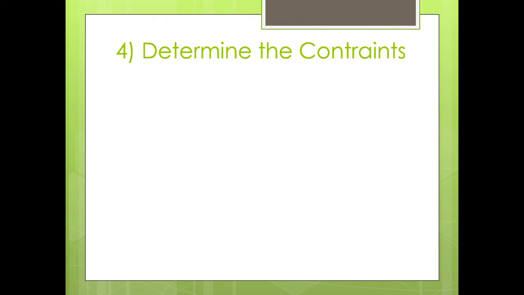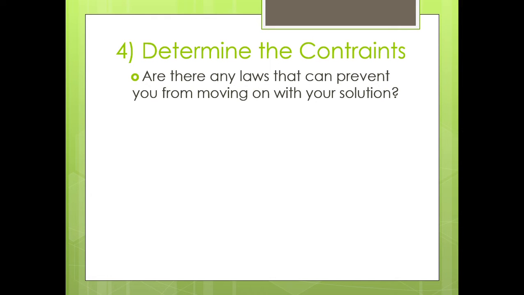Okay, next one we have number 4, determine the constraints. Are there any laws that can prevent you from moving on with your solution? So, whenever you want to apply a solution to your community, you need to make sure that it has a legal background. Because if it does not have a legal background, or if what you want to do is even illegal, you won't be able to put your solution into action. So you need to make sure that you know what you are doing.